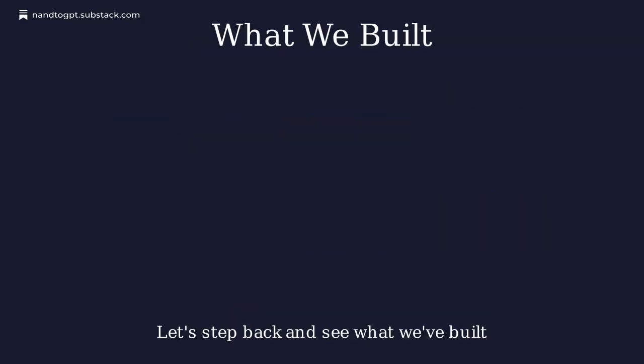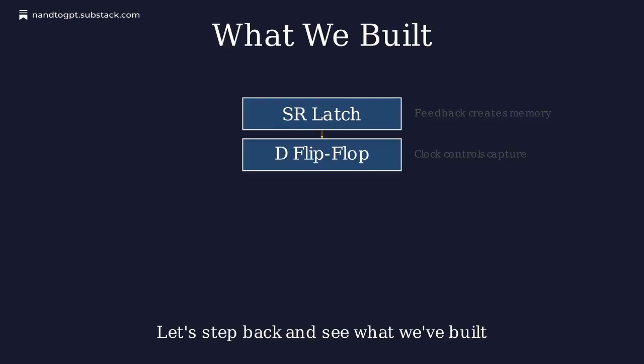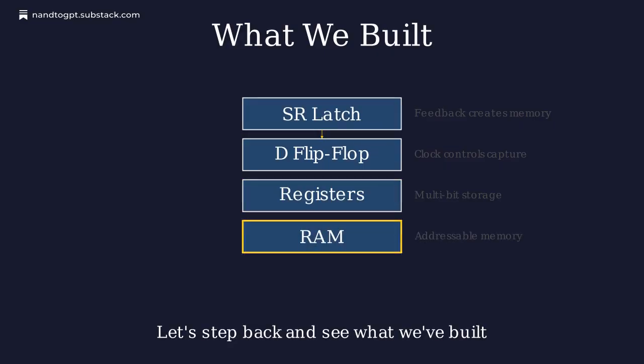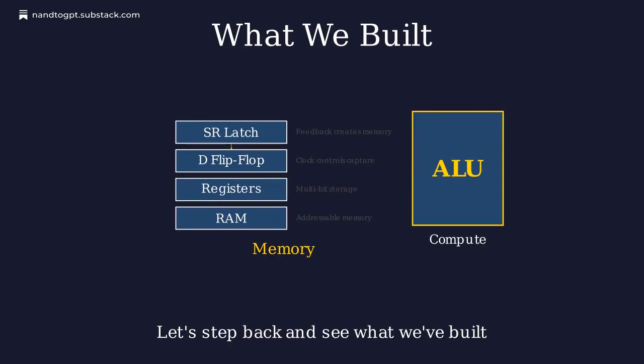Now let's step back and see what we've built. From feedback loops, we build memory. The SR latch, the D flip-flop, registers, RAM. Now our circuits can compute and remember. We now have an ALU and we have memory, but something's missing. We need something to orchestrate them. Something to fetch instructions, decode them, execute them. Next time we build the CPU.